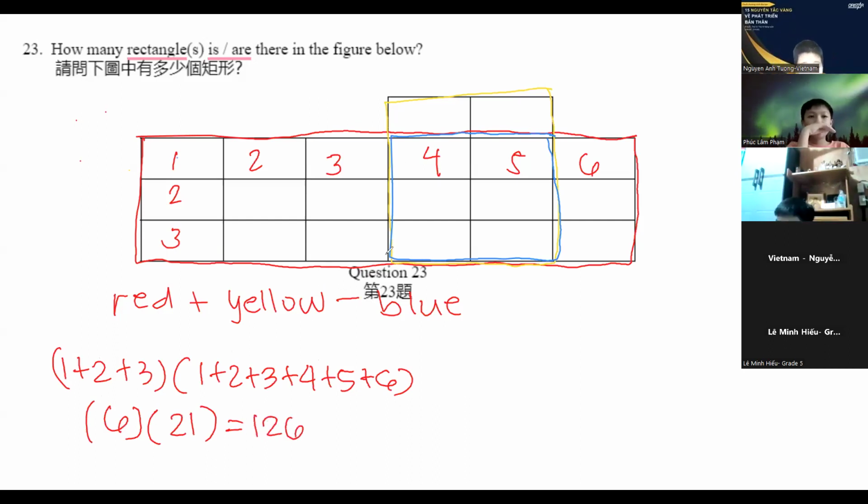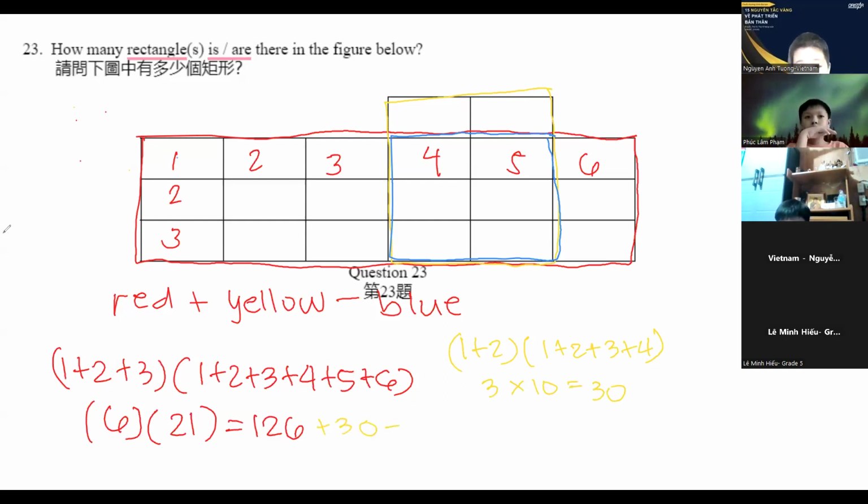And then we solve for yellow, which is a 2 by 4. I'm going to change the color of my pen so it's a bit less confusing. Yellow is equal to 1 plus 2 times 1 plus 2 plus 3 plus 4. And that is 3 times 10, and that is equal to 30.